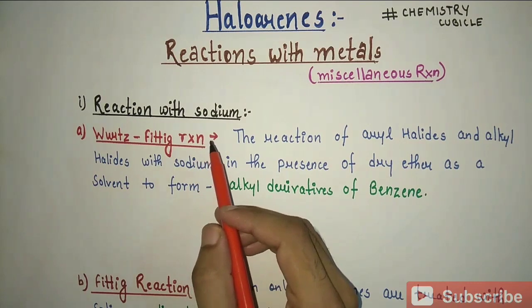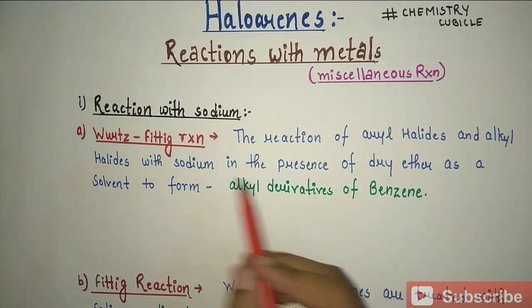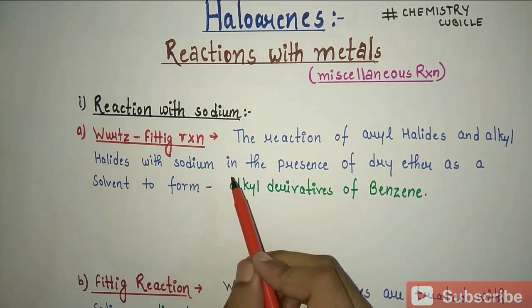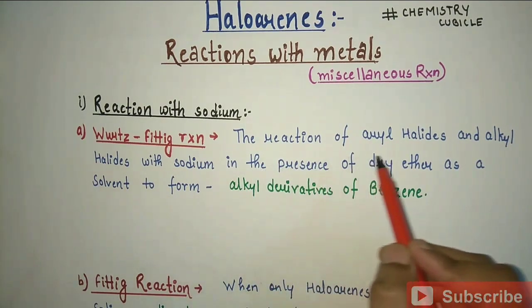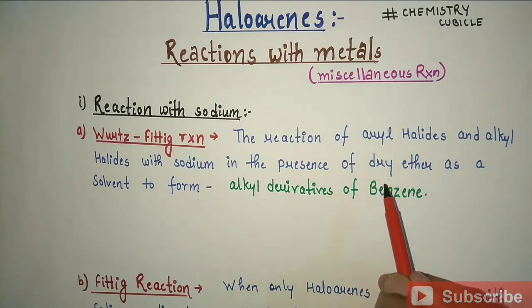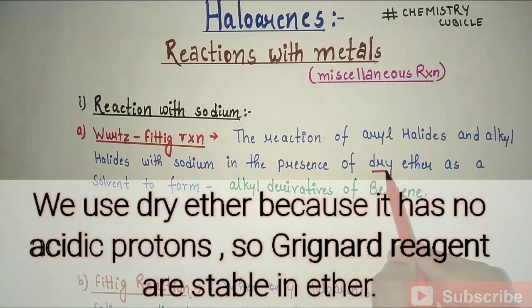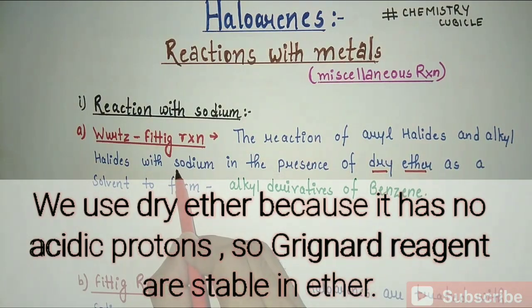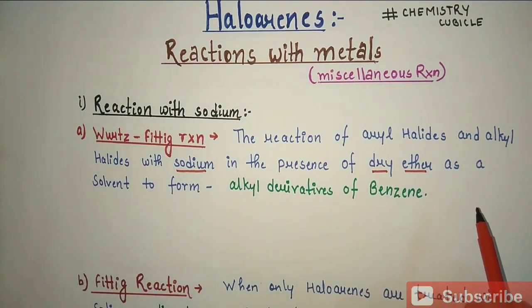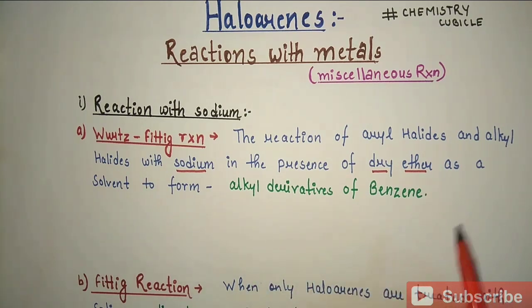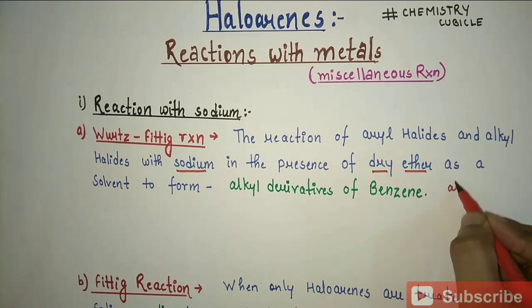Now, the first is reaction with sodium. In this, the first one is the Wurtz-Fittig reaction. So what is the Wurtz-Fittig reaction? In this reaction, alkyl and aryl halides react with sodium metal in the presence of dry ether, which is a solvent. It forms alkyl derivatives of benzene, so this reaction is basically useful for the alkylation of benzene.